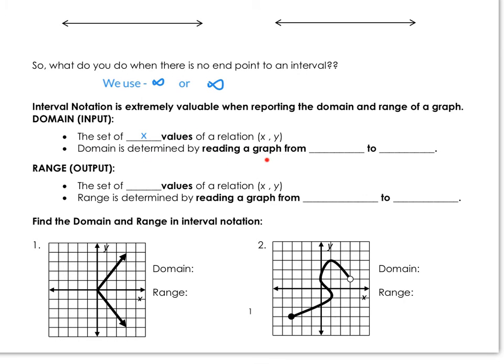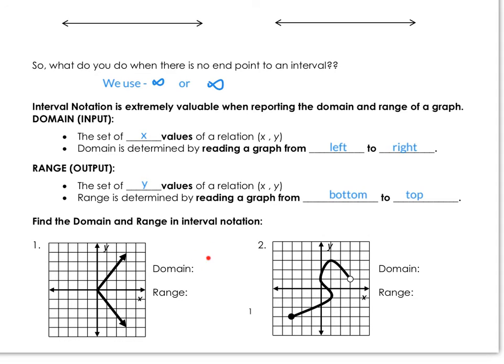So domain is determined by reading a graph from left to right. Those are where our x values are, left to right. Then we have our range. Those are our outputs. That's the set of y values of a relation x comma y. So the range is determined by reading a graph from the bottom to the top. We always go lowest to highest. That's why we go bottom to top, and that's why we go left to right.